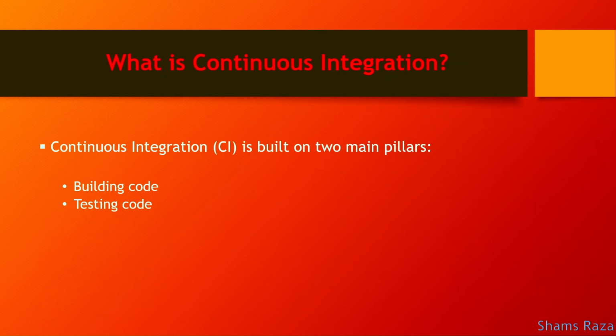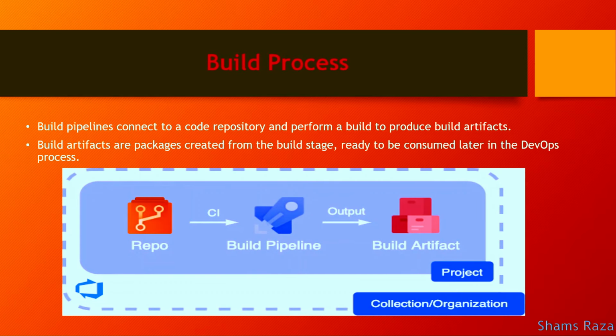So what is continuous integration? Continuous integration is built on two main pillars, building code and testing code. If we talk about the build process, build pipelines connect to the code repository and perform a build to produce the artifacts, that is, the build artifacts. These build artifacts are packaged and created from the build stage, as we can see from the image itself.